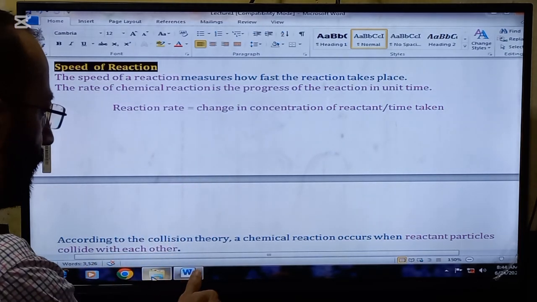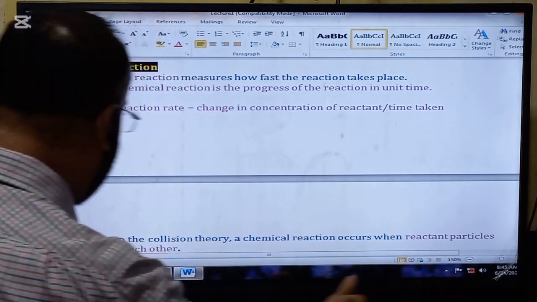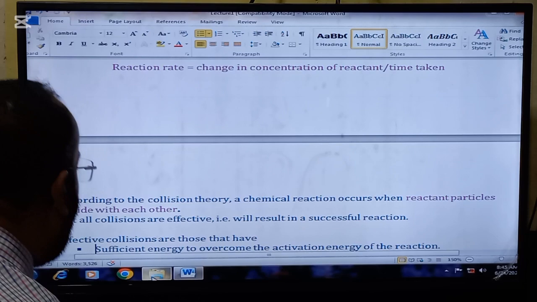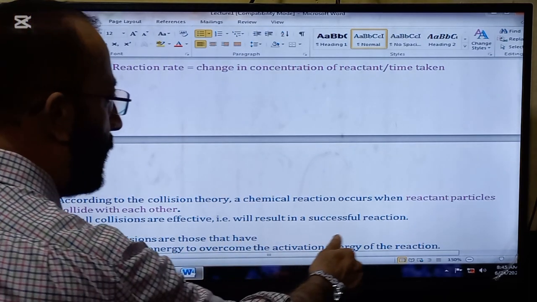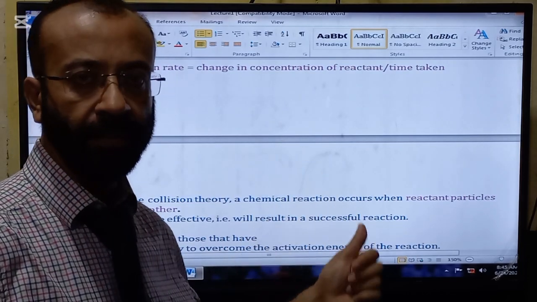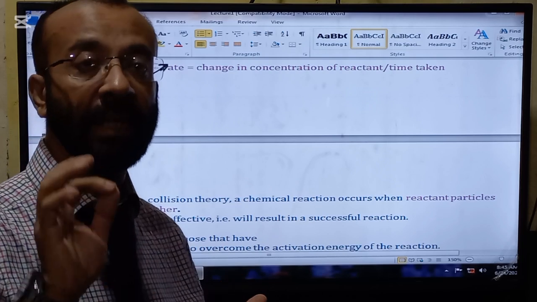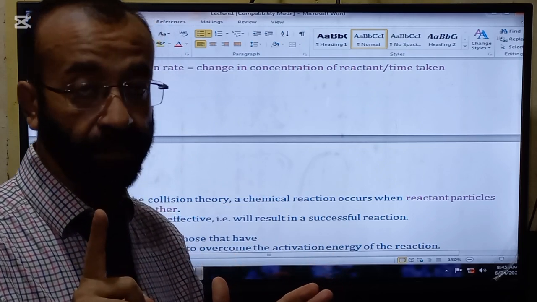According to collision theory, a chemical reaction occurs when reactant particles collide with each other. Not all collisions are effective, that is, will result in a successful reaction. So I have told you earlier that even when the particles are colliding, this is not a guarantee. All collisions are not successful.